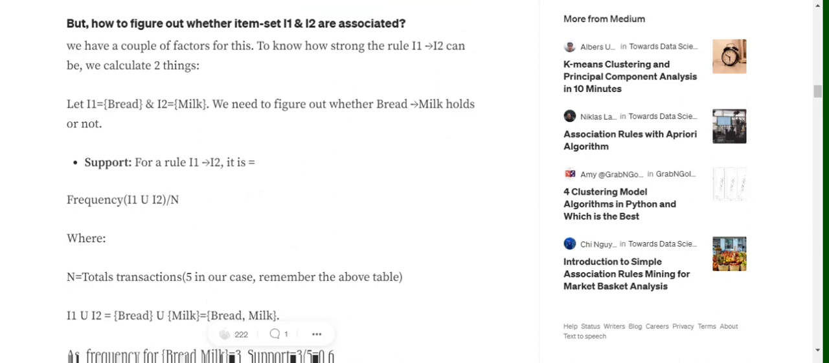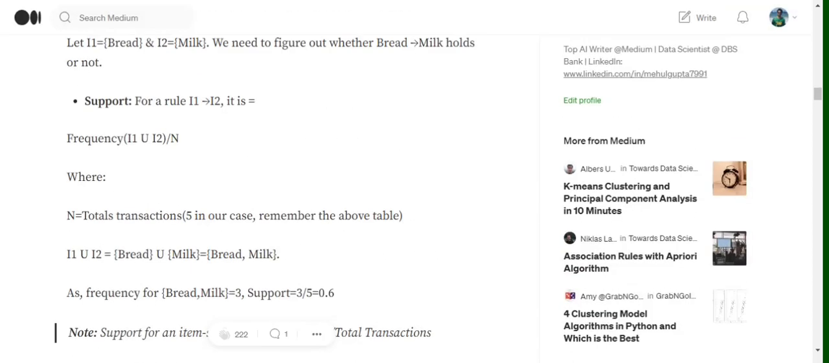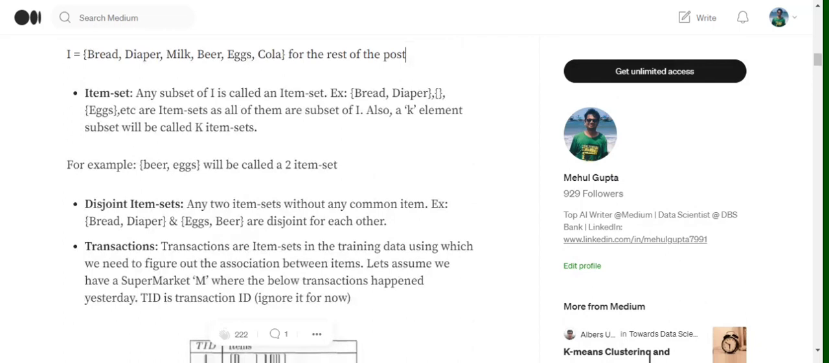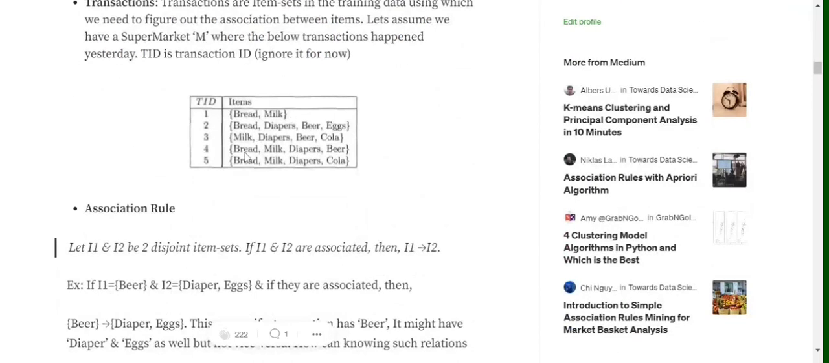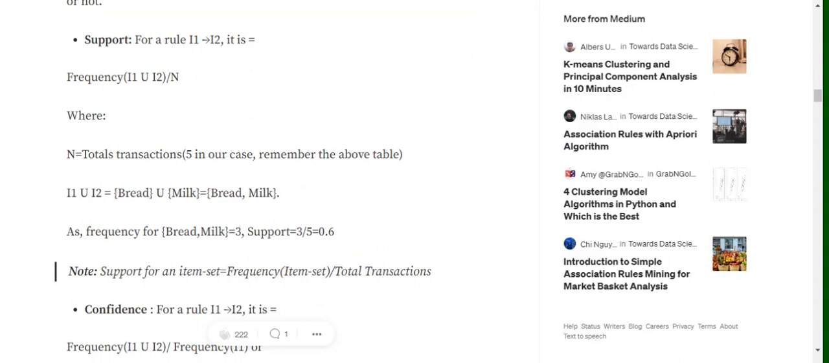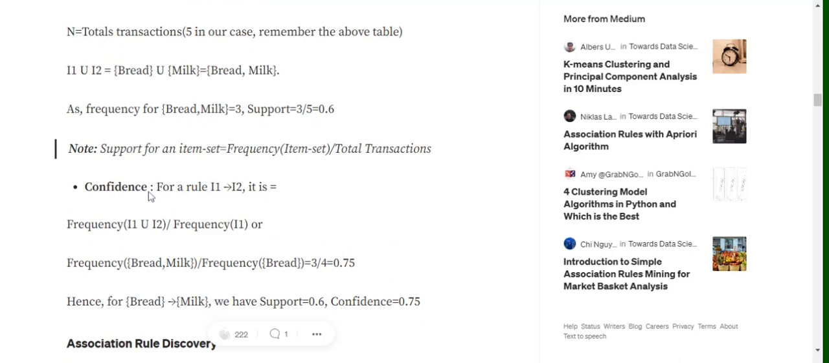Support. For a rule I1 giving I2, support equals I1 union I2 upon total n. For example, if we wish to know whether bread, as I1, gives milk, as I2, whether bread and milk are associated to each other, we will be calculating their joint frequency, bread union milk, and the total number of transactions. The frequency of bread and milk coming together is 3: bread milk, bread milk, and bread milk. The total number of transactions is 5. Hence the support for the rule bread giving milk equals 0.6.